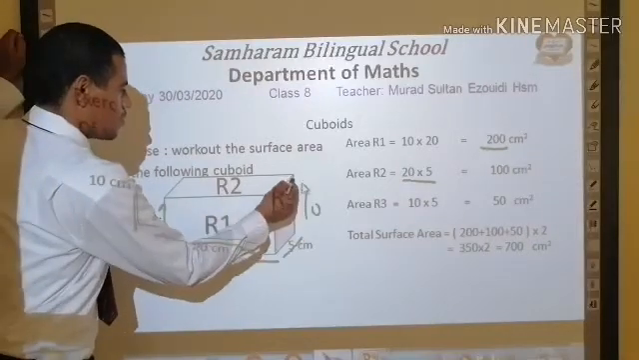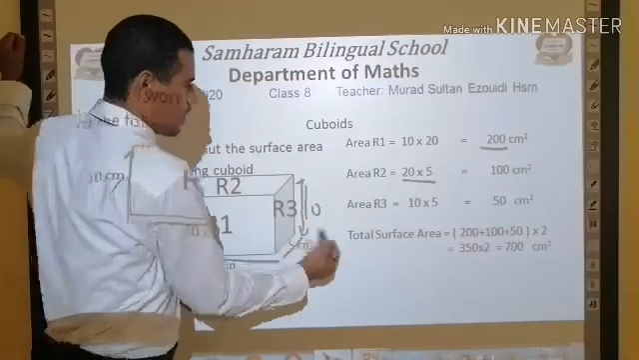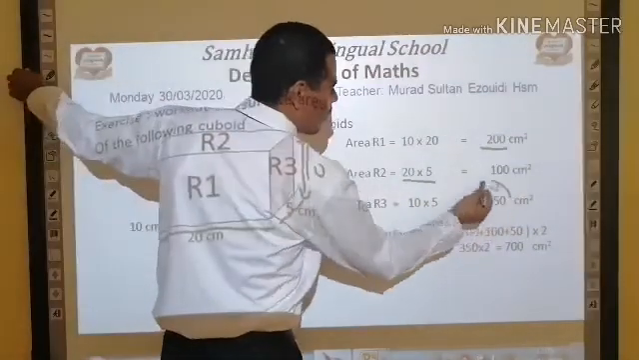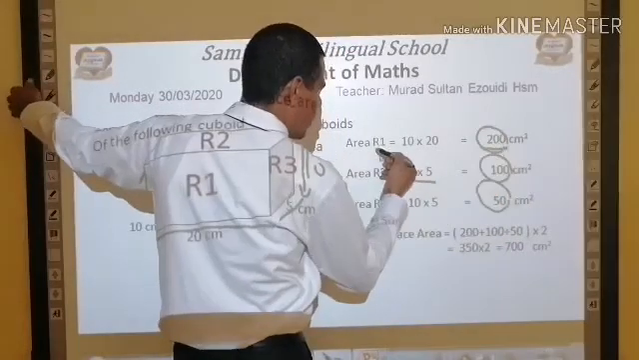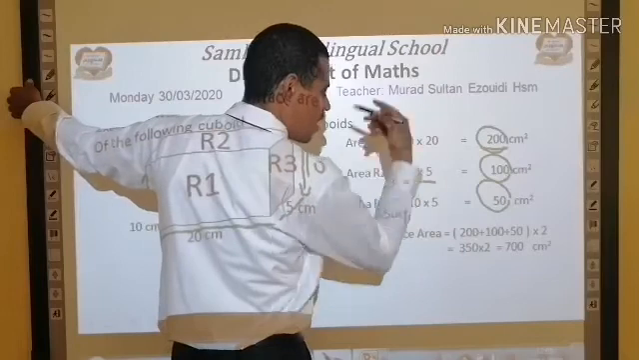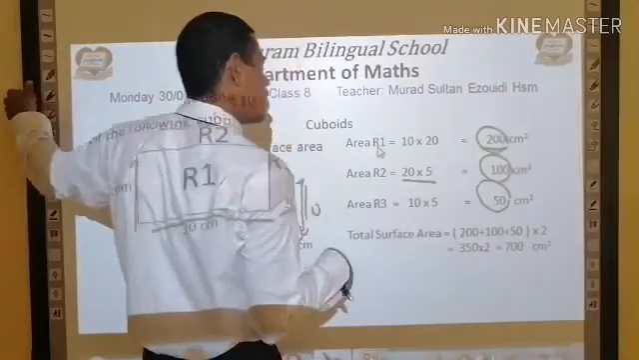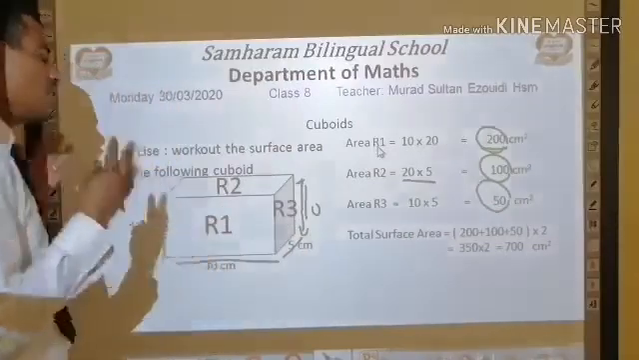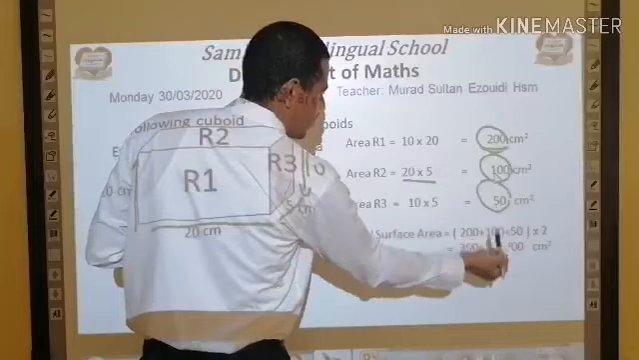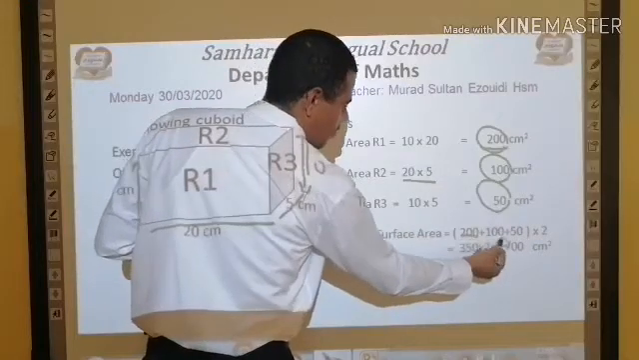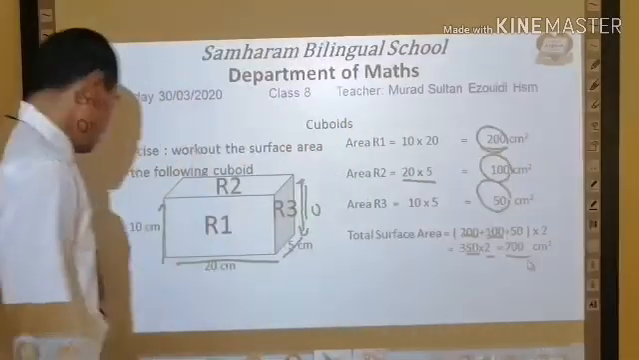This is 10 also. So 5 by 10 will be 50. Then I will double all of this. Why? Because for each rectangle we have an identical rectangle, meaning we have two rectangle faces which are identical. So just add 200 plus 100 plus 50. It will be 300 plus 50, 350 multiplied by 2 is 700.